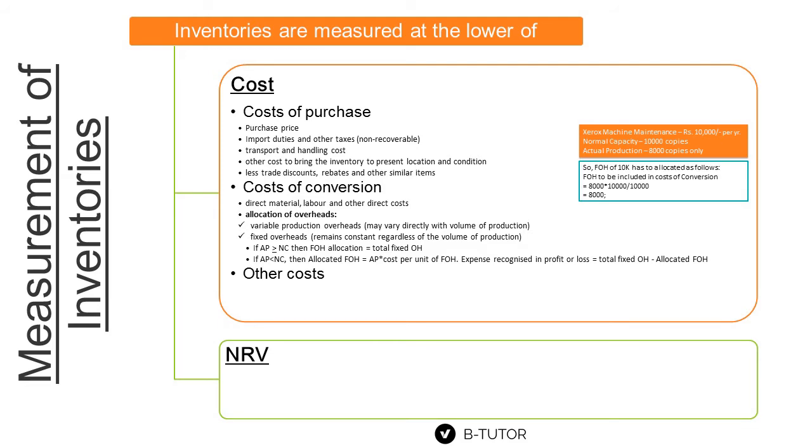To the extent of utilized portion of capacity, include it in cost of conversion. So the actual production 8,000 copies multiplied by fixed overhead cost of 10,000 divided by normal capacity 10,000 copies, which comes to 8,000 rupees. Next, the balance unutilized portion of fixed overhead will be charged to profit and loss account. That is total fixed overhead minus allocated to cost of conversion, which comes to 2,000.